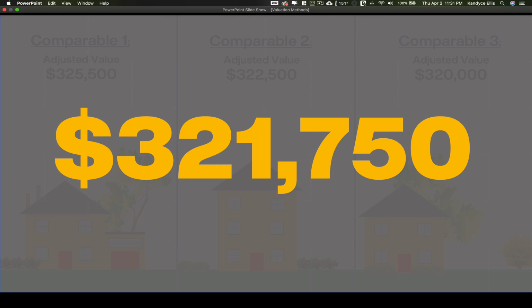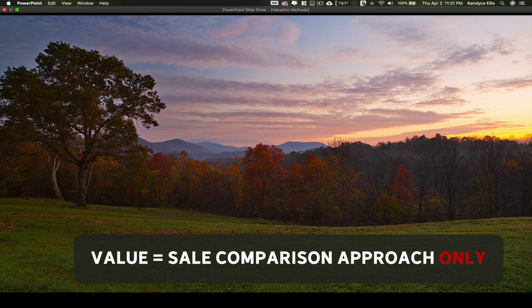$321,750. Oh, let me also mention as an important note, the sales comparison approach is the only method used to find the value of unimproved land.